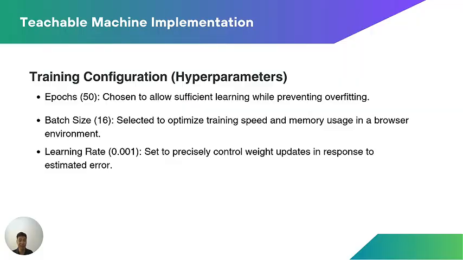And the last one, learning rate, is set to 0.001, to precisely control weight updates in response to estimated error. That's all from me. Thank you.